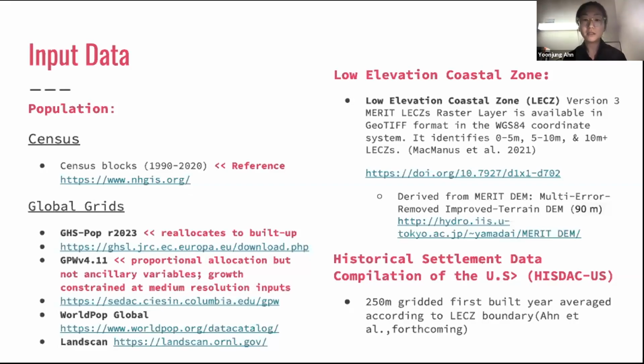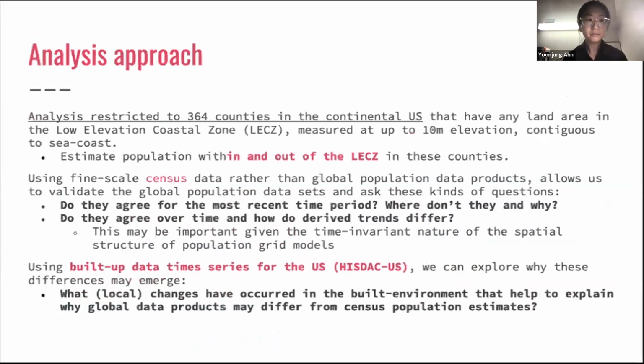We already published the first version of the data set, which was 250-meter gridded cell level built-up area information. And we are making a second version, which has better completion and coverage, and we use that newer version in this analysis.